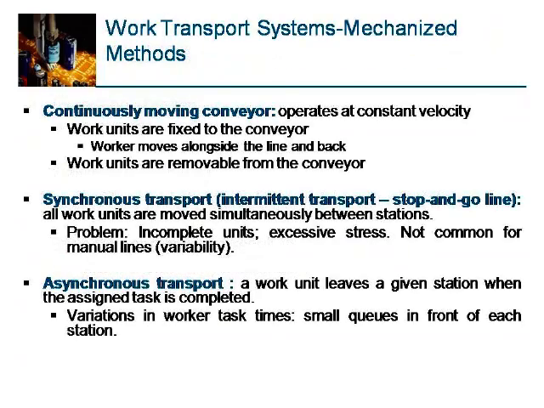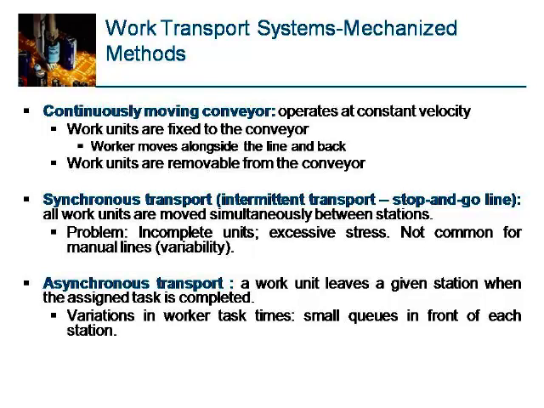The work transport system, mechanized, means you can use a continuously moving conveyor that operates at constant velocity. Work units are fixed to the conveyors. Work moves alongside the line and back. Work units are removable from the conveyors.